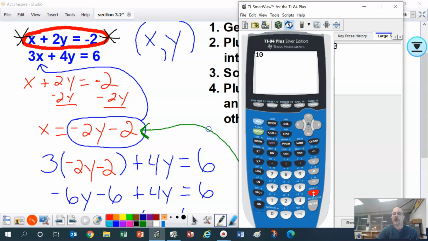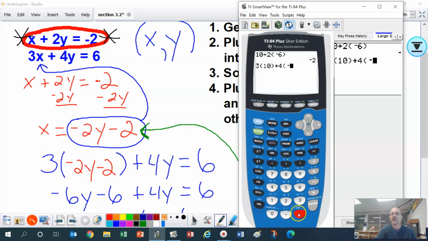So we're going to go, I'll just do it on the computer screen. 10 plus 2 times the negative 6, close it. Now that should equal negative 2. Oh, cool, it does. Okay, now I'm going to check the other equation. So I'm going to plug in the 10 for x and the negative 6 for y. And I'm only going to show you this with this example. All right, so 3 times, again, 10, close it, plus 4 times the negative 6. And I should end up with a 6. And I do. All right, so that's how you can check your answers with the calculator.